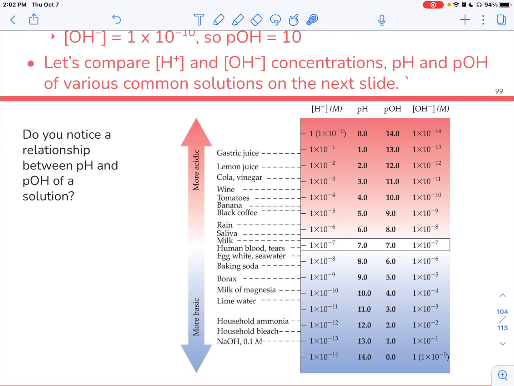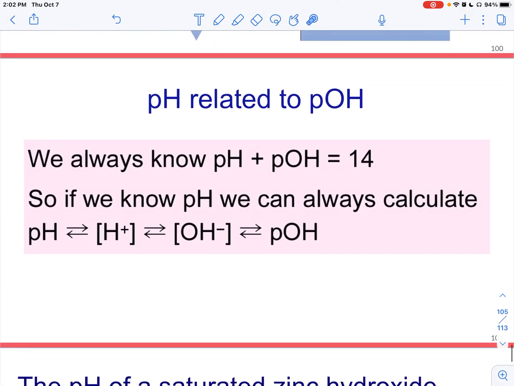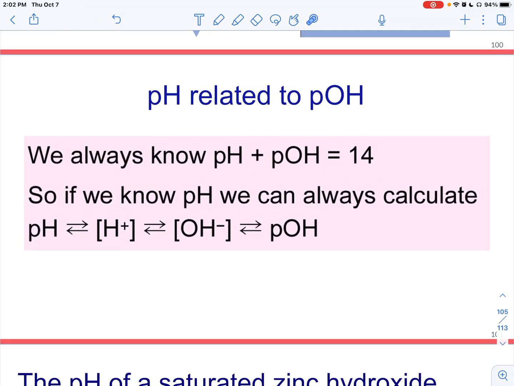And that's very helpful for us because sometimes we only know one concentration or can only find that one concentration. This is just saying if you have pH, you can calculate the H plus, then you can use Kw to calculate the OH minus, and then the pOH. So this little pH cycle we can go through.